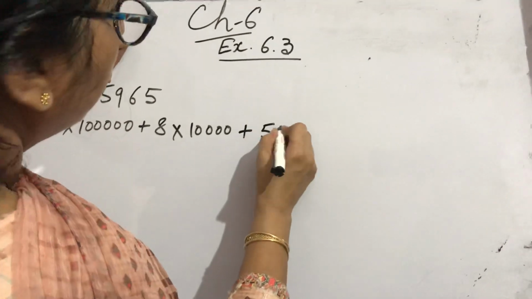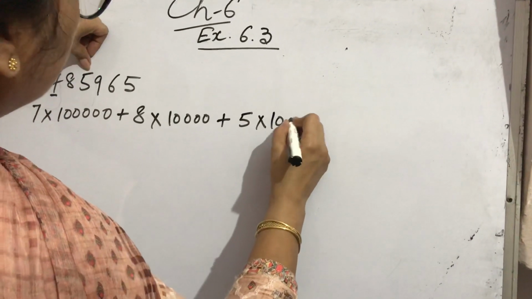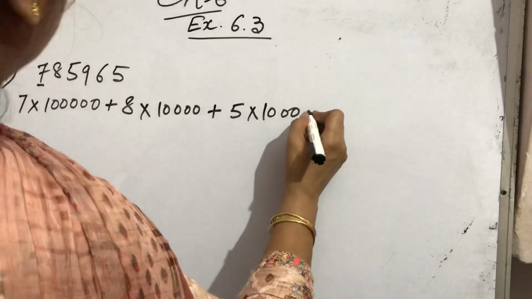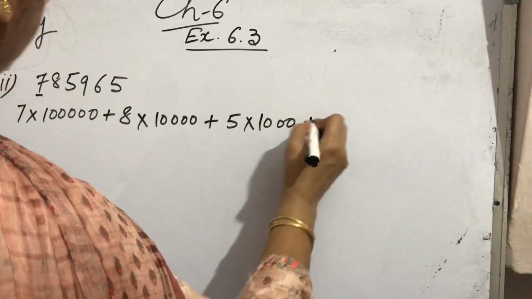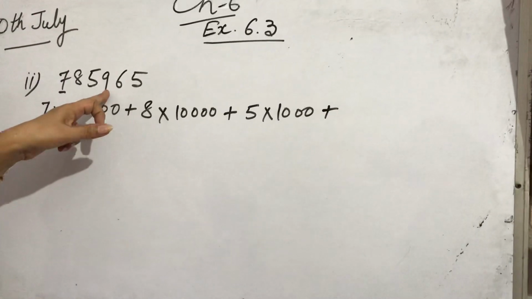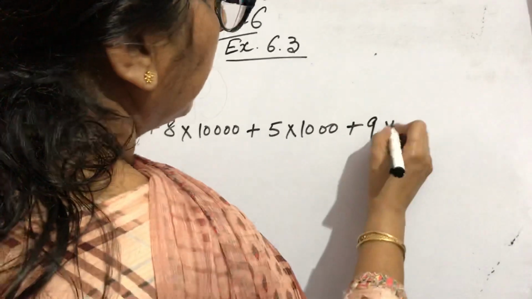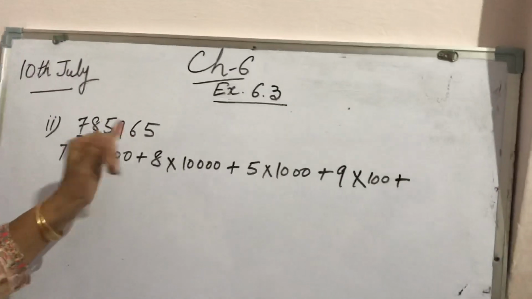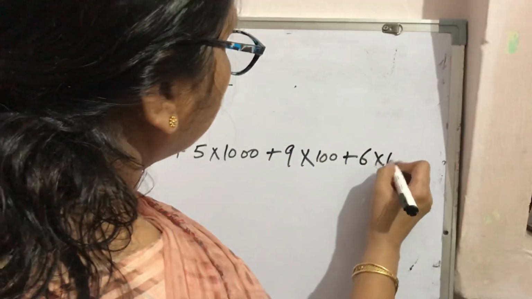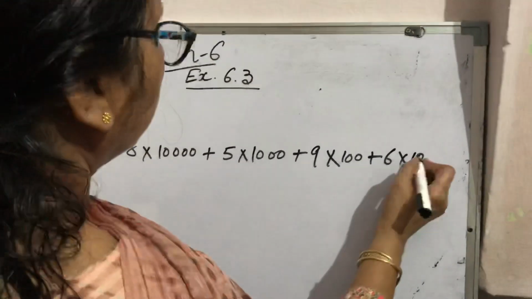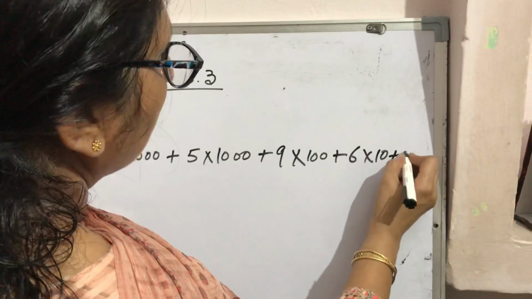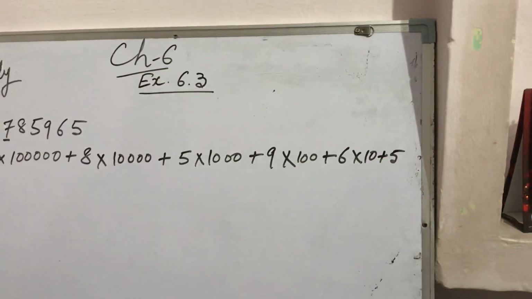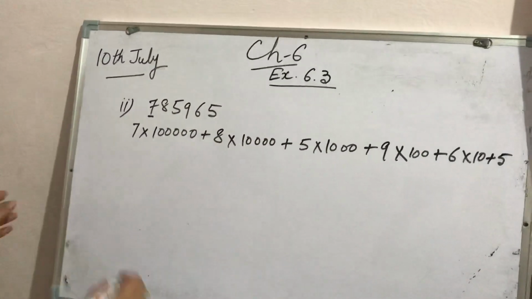Next place is 1,000. How many thousands are there? Plus 5 multiply 1,000, then plus this is the place of 100. 9 multiply 100, plus this is the place of tens, 6 multiply 10. Then plus 5 multiply 10 raised to power 0. You can use only 5. This is the ones place.